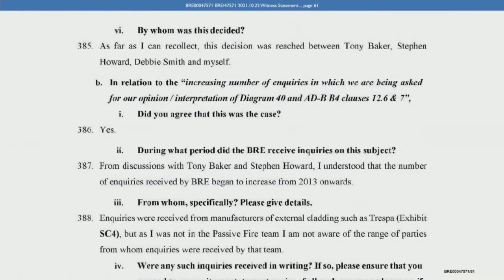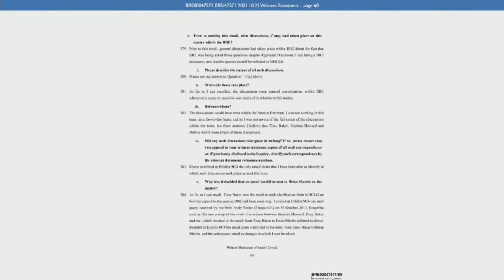Now, in her statement, Sarah Colwell says, let's look at that, it's BRE 3 series 47571, page 61, paragraph 385, please. As far as I can, we need, I think, to go back to page 60 to see the question. And the question is at A, at the very top of the page, it says, prior to sending this email, which is a reference to the one we've just looked at, what discussions, if any, had taken place on this matter within the BRE?